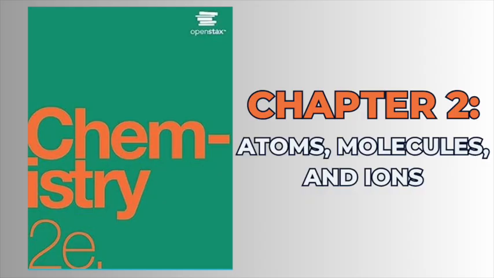This chapter will describe some of the fundamental chemical principles related to the composition of matter, including those central to the concept of molecular identity. Learning objectives. By the end of this section, you will be able to state the postulates of Dalton's atomic theory. Use postulates of Dalton's atomic theory to explain the laws of definite and multiple proportions.